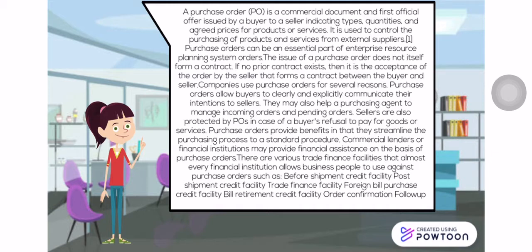Purchase orders provide benefits in that they streamline the purchasing process to a standard procedure. Commercial lenders or financial institutions may provide financial assistance on the basis of purchase orders. There are various trade finance facilities that almost every financial institution allows business people to use against purchase orders, such as pre-shipment credit facility, post-shipment credit facility, trade finance facility, foreign bill purchase credit facility, bill retirement credit facility, order confirmation and follow-up.